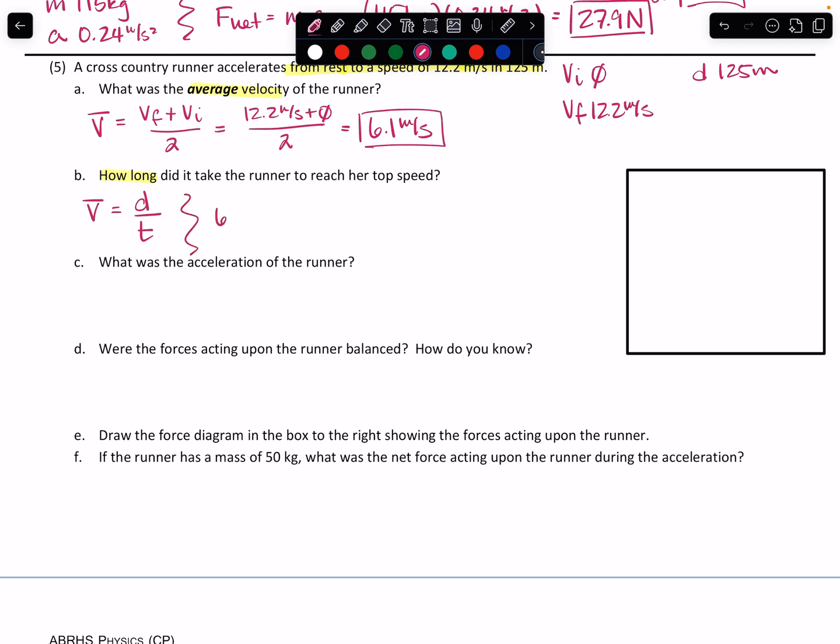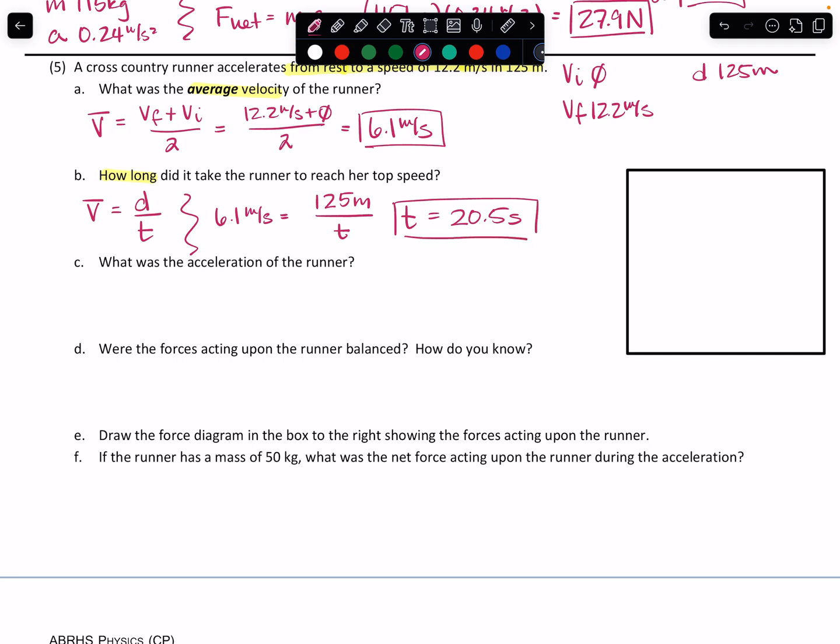So we know that average velocity is 6.1 meters per second because we found it up in part A. And we know the distance is 125 meters. So we're going to rearrange and solve this for time. We're going to multiply t to both sides and then divide by 6.1. And we find that the time is equal to 20.5 seconds. So that is how long it took her to accelerate.